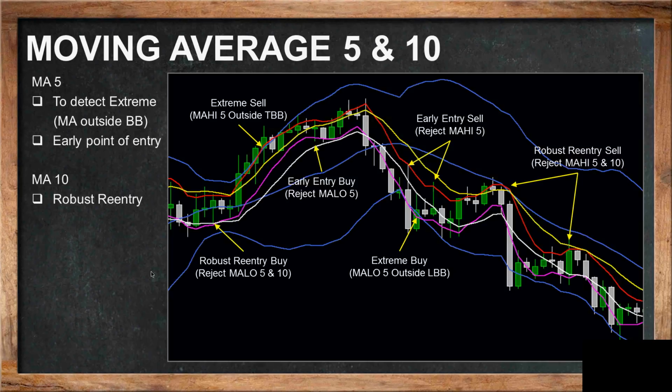When we talk about MA10, the function of MA10 is to give us a more robust reentry, so it's much stronger. Over here we have a good example where the candle rejects both Mahi 5 and 10, so that's a much stronger reentry. Over here as well, you have both Malo 5 and 10 being rejected, so that's a much stronger reentry. All right, I'm going to go through this in the chart, so it's much easier.